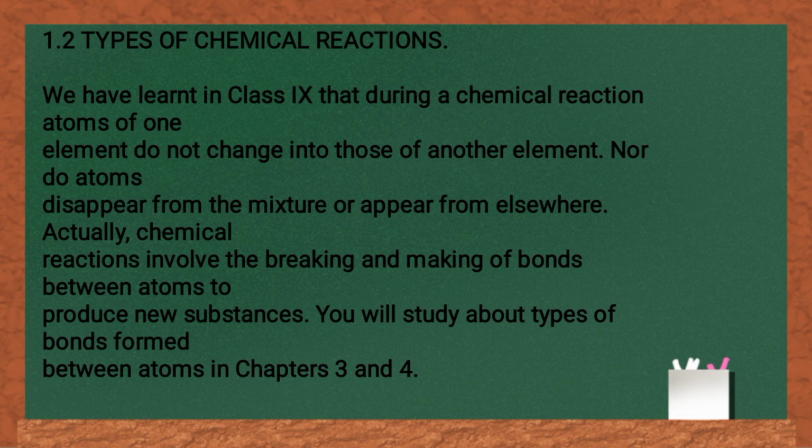We have learnt in class 9 that during a chemical reaction, atoms of one element do not change into those of another element, nor do atoms disappear from the mixture or appear from elsewhere. Actually, a chemical reaction involves the breaking and making of the bonds between the atoms to produce new substances. You will study about types of bonds formed between the atoms in chapters 3 and 4.